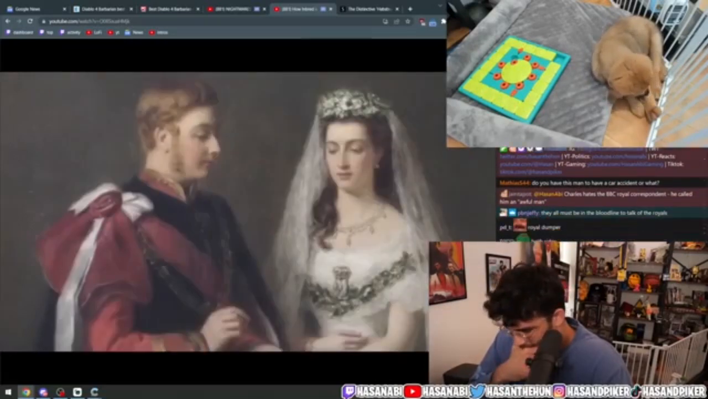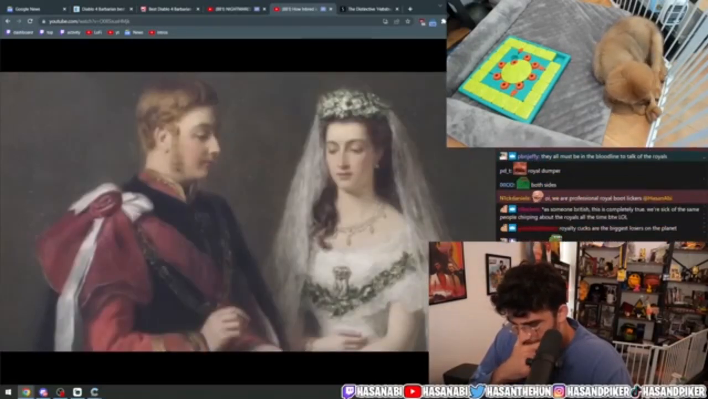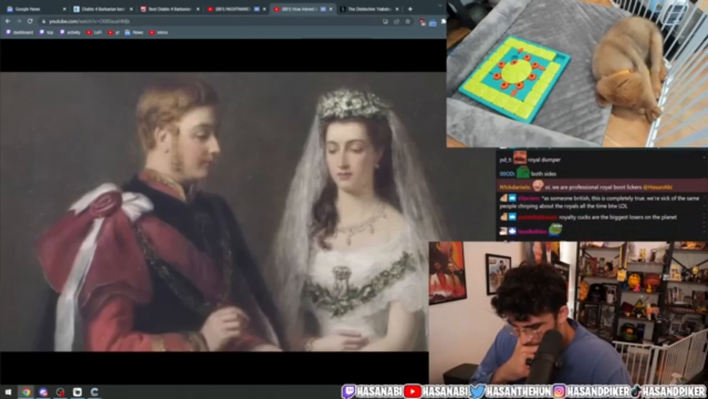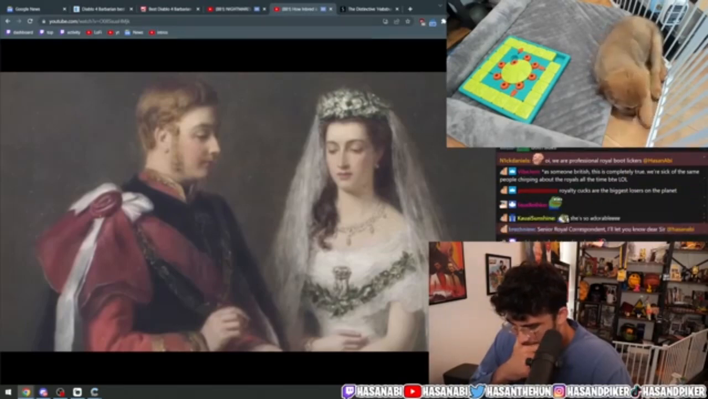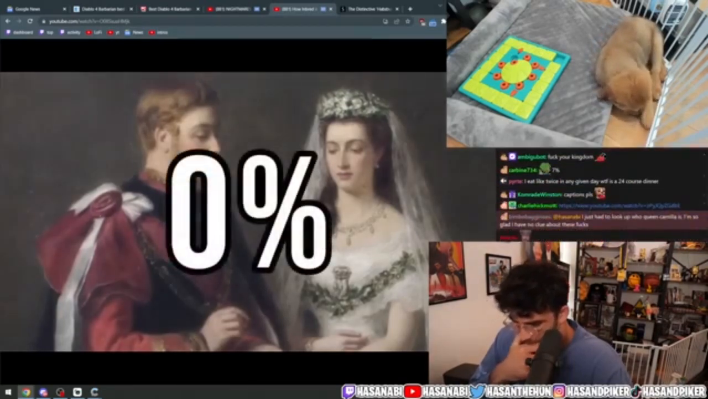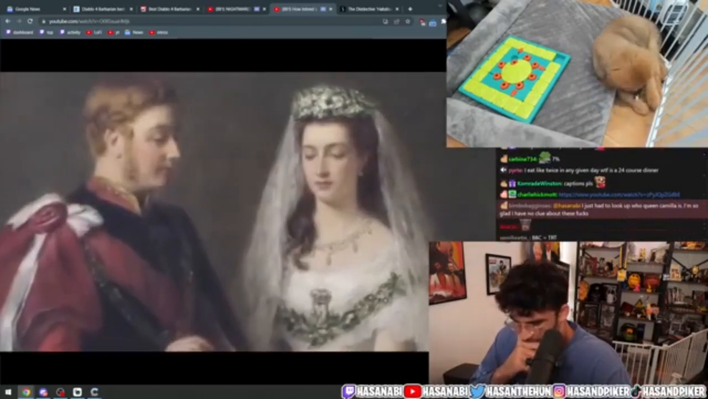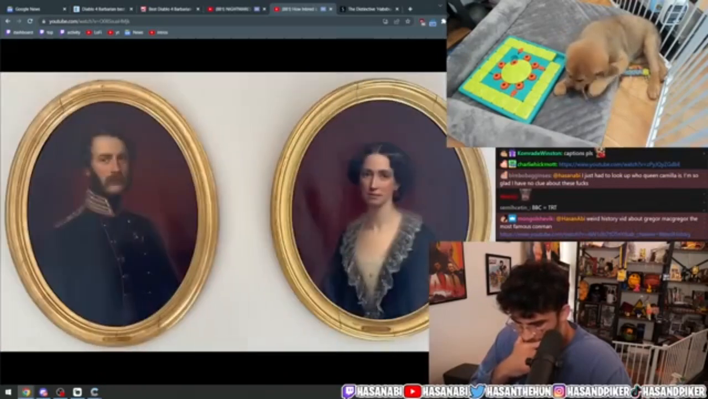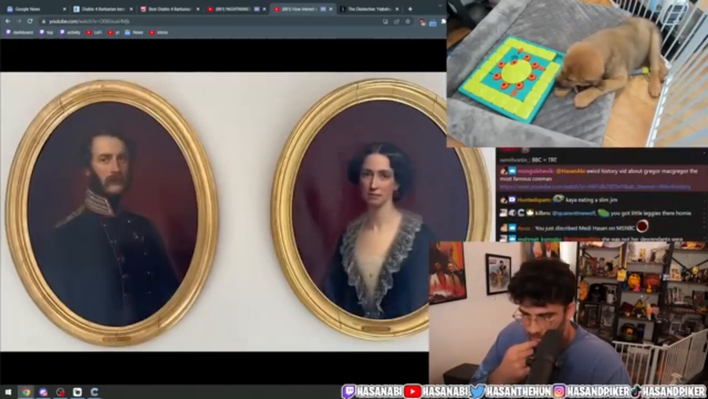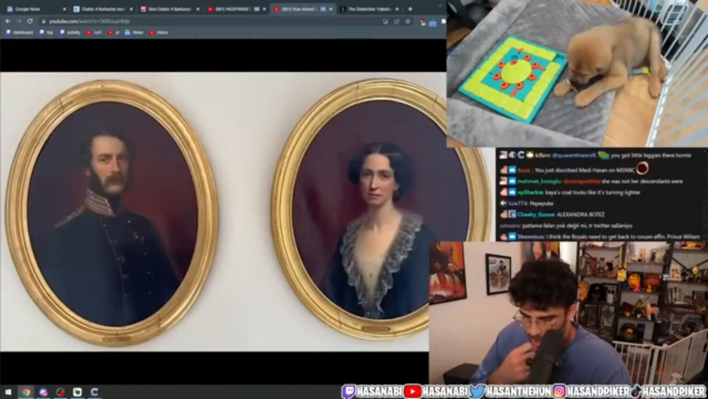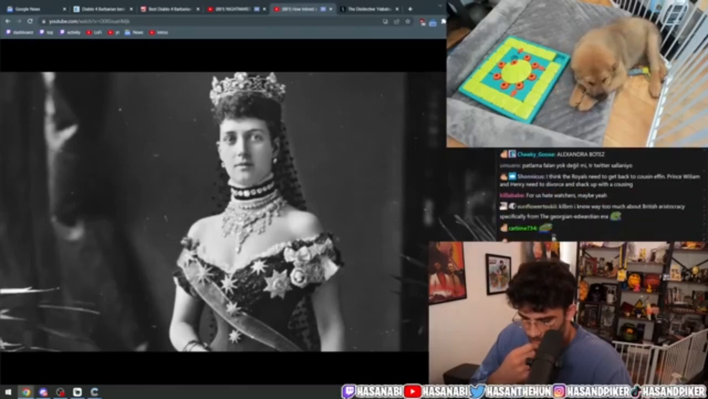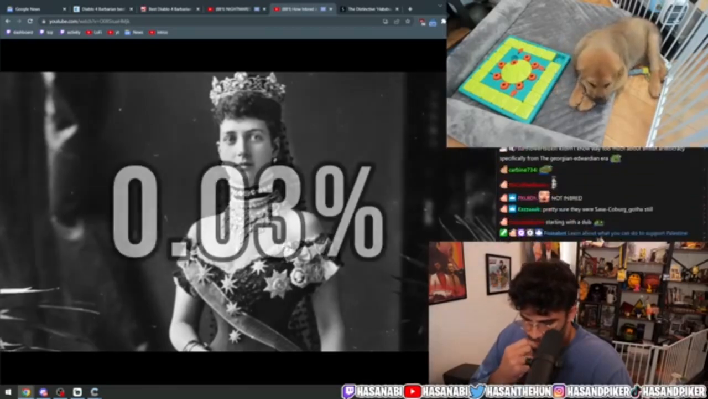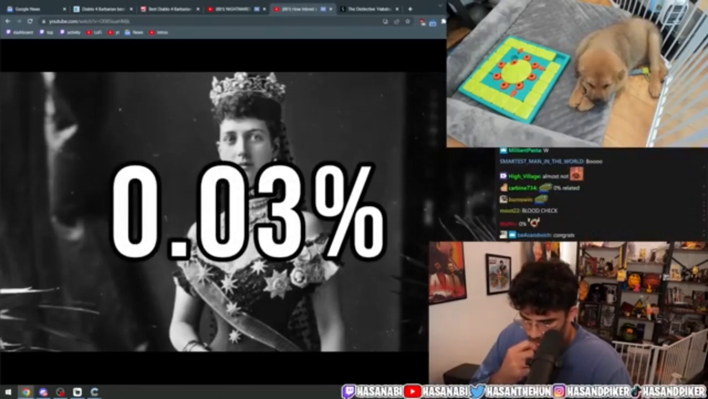In fact, they were so distantly related to one another that it's not even worth recording what their relationship is, since their coefficient of consanguinity would be 0%. Princess Alexandra was almost not inbred at all. Her parents were second cousins to one another, as their great-grandmothers were siblings. This meant that Princess Alexandra's consanguinity coefficient was 0.03%, which is very low.